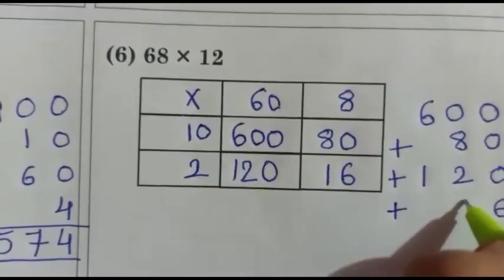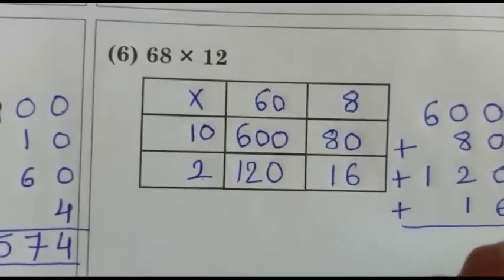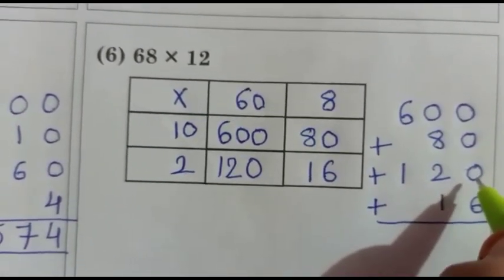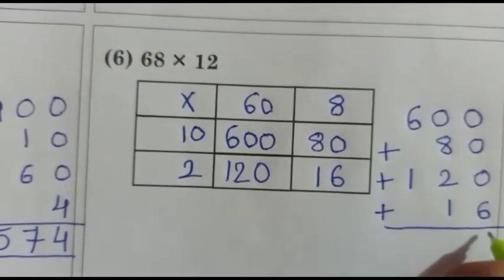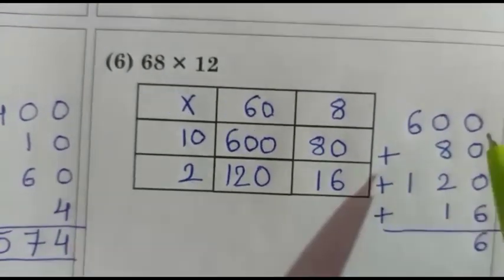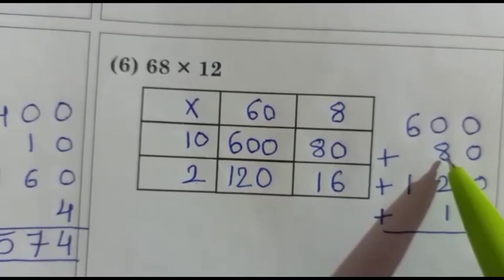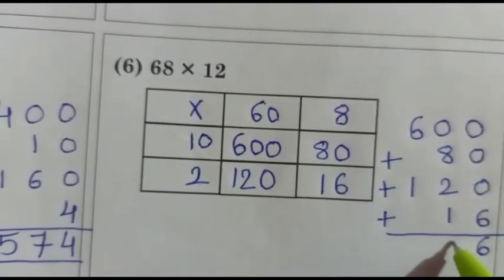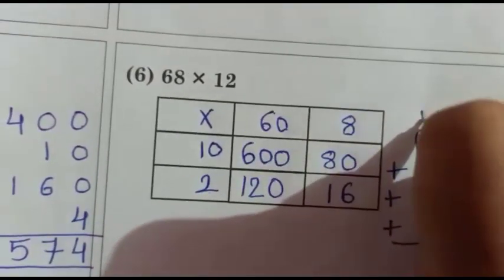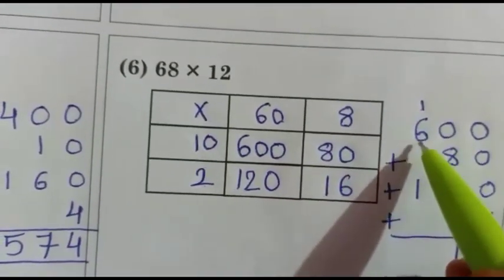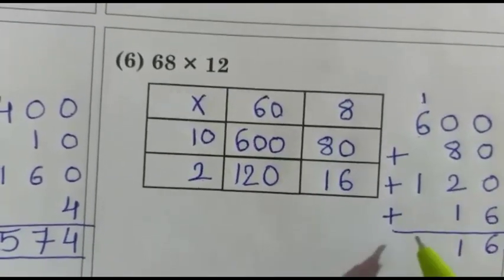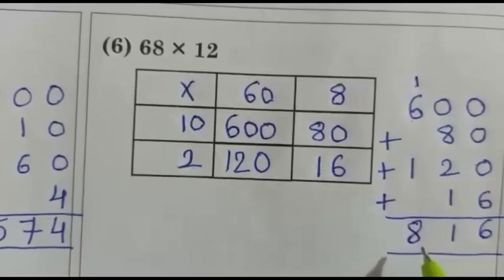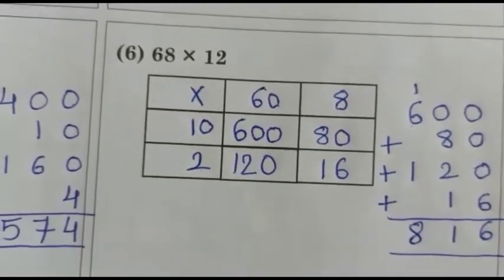So 6 and 1. Okay. So 0 plus 0, 0. 0 plus 0, 0. 0 plus 6, it is 6. Okay. 0 plus 8, 8. 8 plus 2, 10. 10 plus 1, 11. So 1 you will write and 1 you will carry. 1 plus 6, 7. 7 plus 1, 8. So the answer is 816.